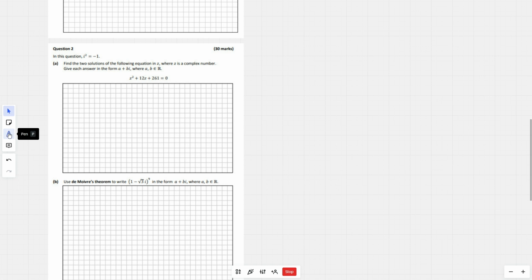Okay, so to get started with this one, we have to recognize that it's a quadratic equation. And once we recognize that, we can use the minus b formula to solve it. So with a is 1, b is 12, and c is 261, we can write it out here. So we can say minus 12 plus minus the square root of 12 squared minus 4 by 1 by 261. That's minus b plus minus the square root of b squared minus 4ac, all over 2 by 1.